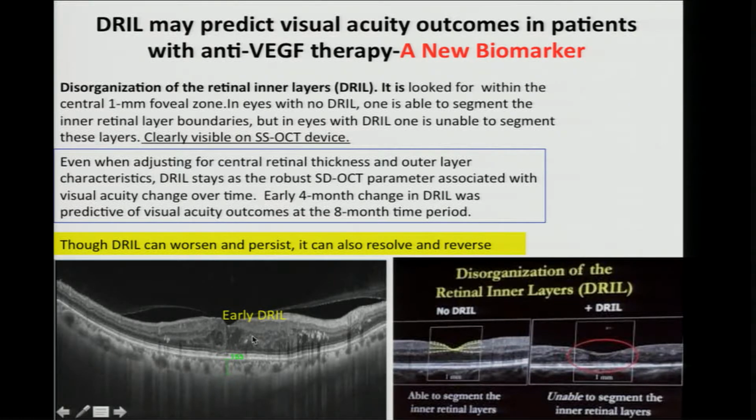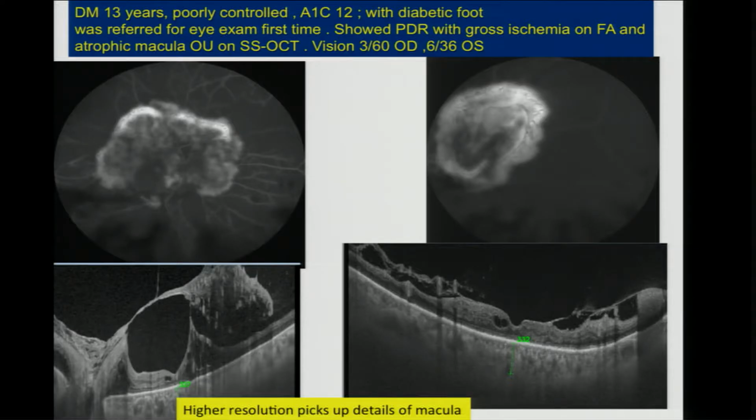The inner layers cannot be properly segmented. They cannot be made out as they're made out here. So this is early DRIL, and in fact a 4 month change in the DRIL can actually tell you what the visual acuity will be at 8 months. So it's a very, very sensitive marker, and one should always look for it whenever you're seeing diabetic macular edema or diabetic retinopathy cases, the presence or absence of DRIL, because it prognosticates the patient.